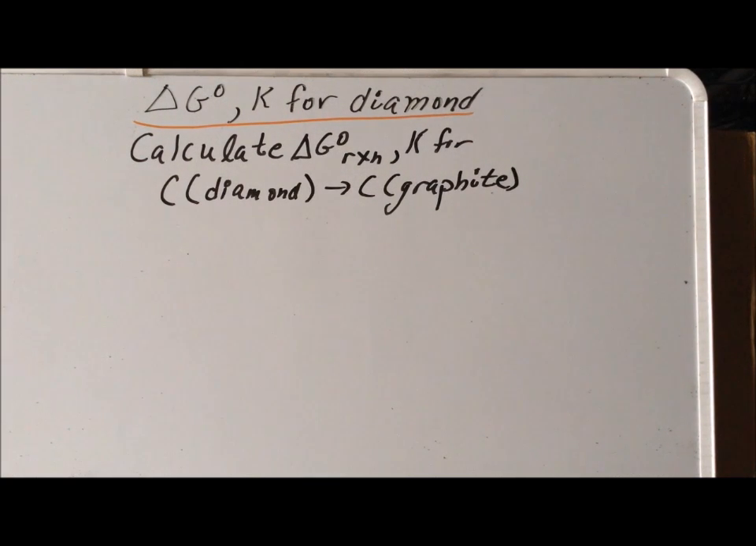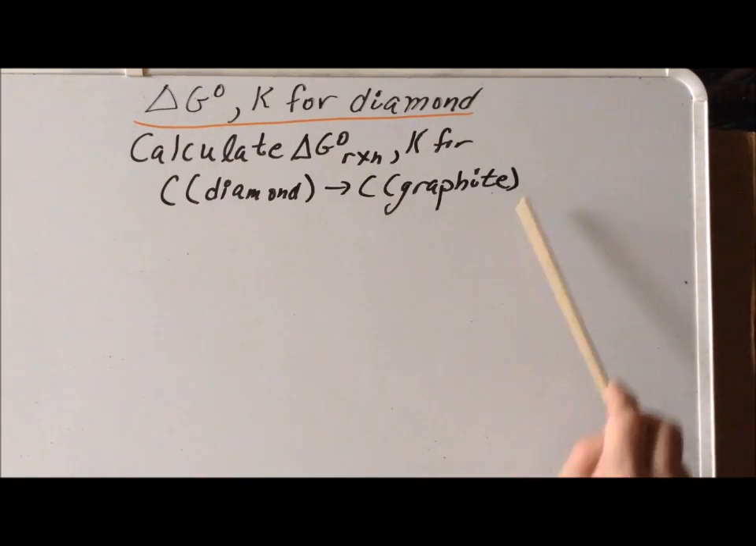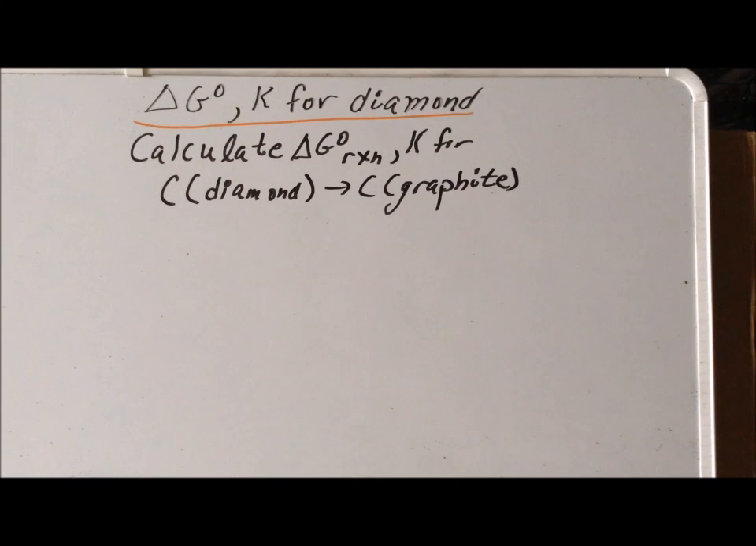Hello. In this video, we are going to calculate delta G naught of reaction and the equilibrium constant K for the reaction carbon in the form of diamond going to carbon in the form of graphite. You can pause the video, attempt the solution of this problem, and then restart the video to see how we solved it.